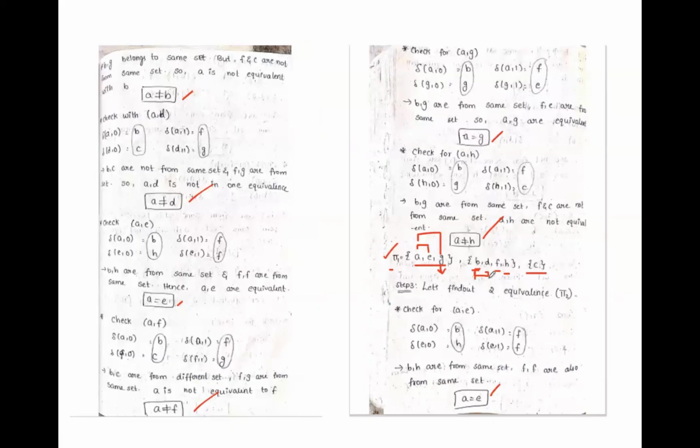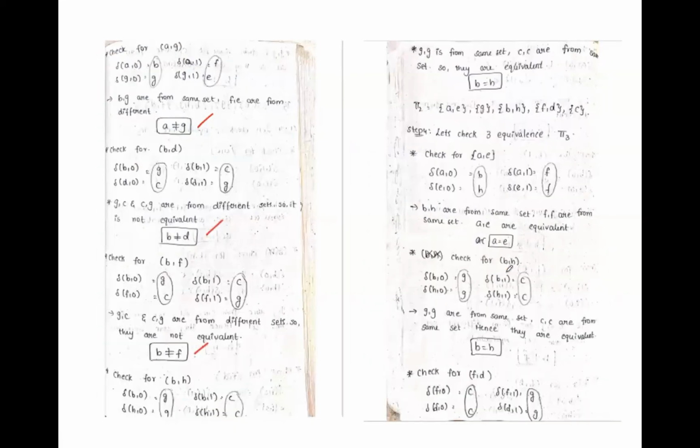Now you need to check with the last one, B comma H. So B comma H is GG, CC. Again, as these two values are identical, in both cases it is equivalent. So B is equivalent to H.